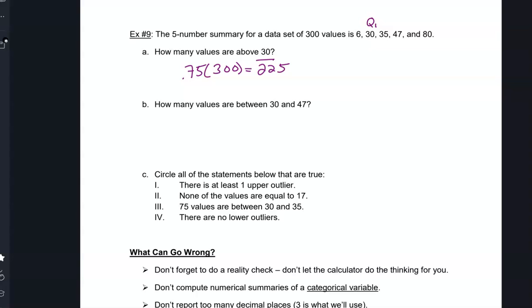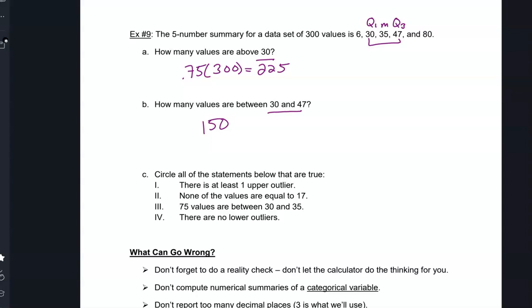How many values are in between 30 and 47? Well, 47 would be my median, 35 would be my Q3. Q1 to Q3 would be my middle 50%. So that would be 150, half the middle 50%.